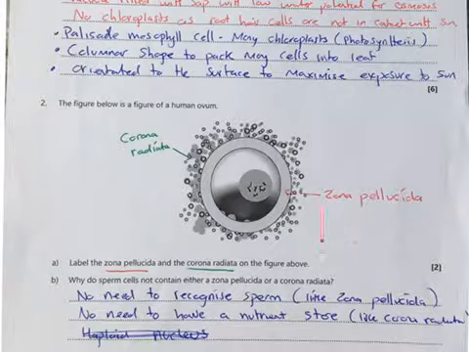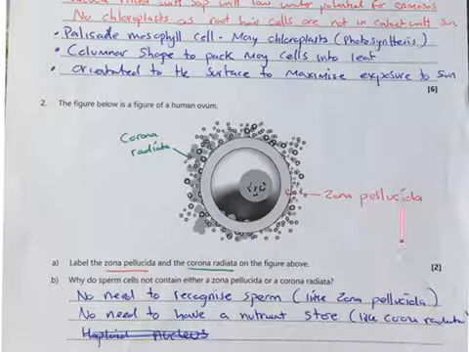Then this is also in the other paper. So the figure below shows a human ovum, so that's the female egg cell. So you need to label the, and here we go with the pronunciation, zona pellucida. I don't know, I'm going to have a look at that online, and corona radiata, who knows, but this is all the nutrients. This gives the egg nutrients, and this is sperm recognition.